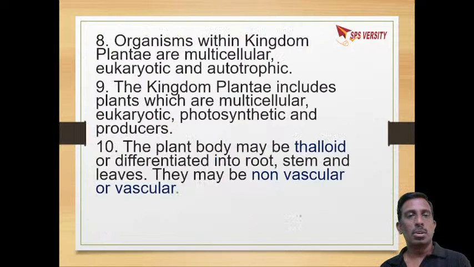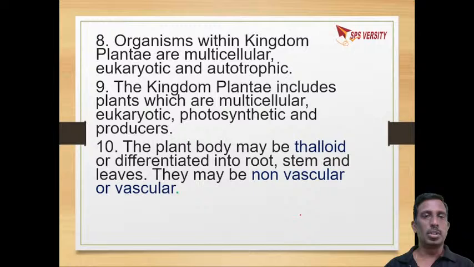So plants are eukaryotic, autotrophic, multicellular, photosynthetic, and they are also producers. They play an important role in the food chain. Why? Because they are the main food producers in the food chain.